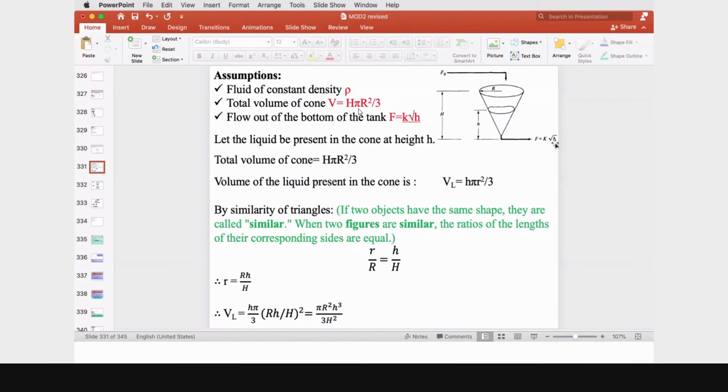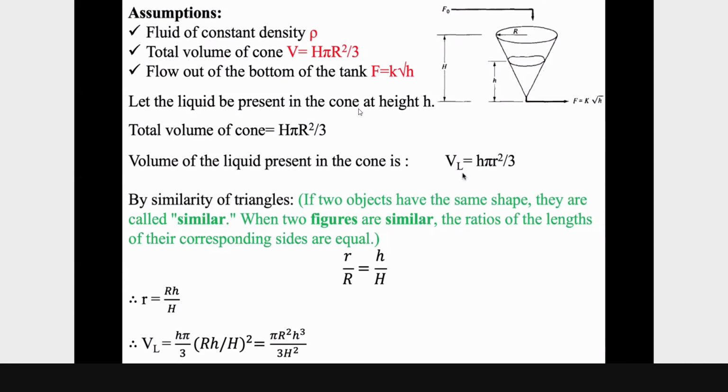Observing the figure, we can recall this particular phenomenon. If two objects have the same shape, they are called similar. When two figures are similar, the ratios of the lengths of their corresponding sides are equal. This is the principle of similarity of triangles. So we can write small r upon capital R is equal to small h upon capital H. Therefore, we find R is equal to capital R into small h upon capital H.